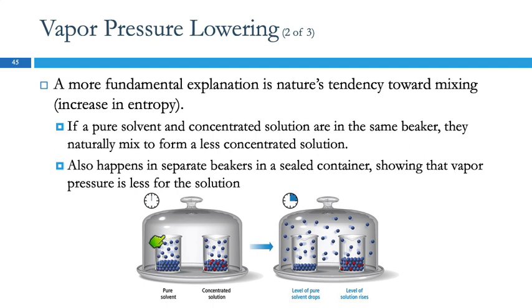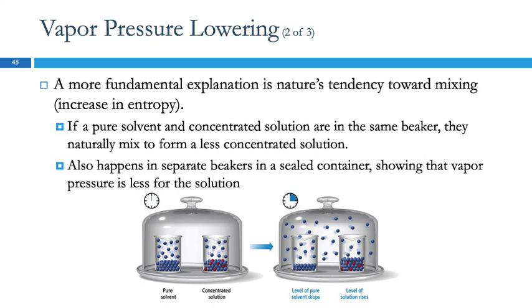So we have evaporation here, and we have condensation. We have evaporation here, but the evaporation is less. And then we also have condensation. So the rate of evaporation from this beaker is greater than from this beaker. And so the net result is that water is evaporating from this beaker and ending up in the concentrated solution beaker. Kind of crazy.